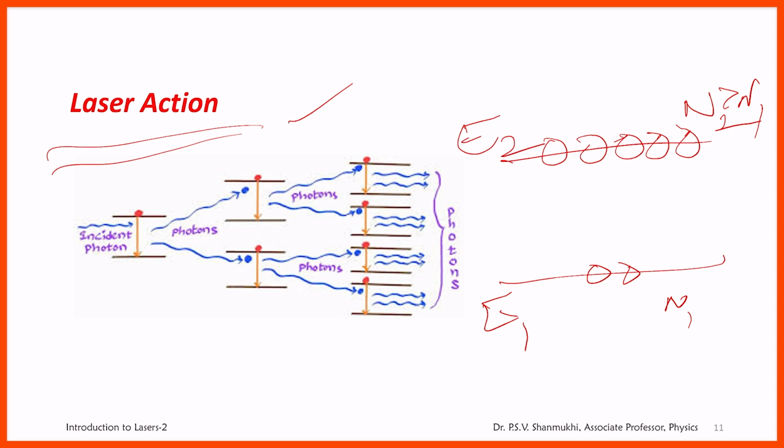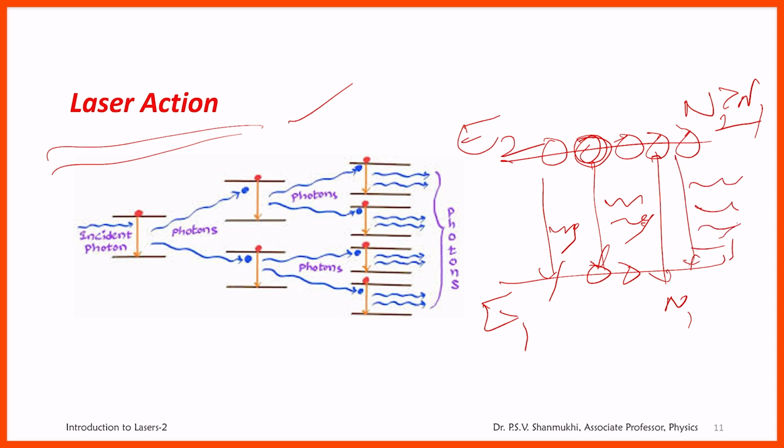Let us wait for some time. Out of all the atoms in the excited state, first one atom comes to ground state emitting a spontaneous photon. This photon will stimulate an atom in the excited state. So, what happens? This comes to ground state emitting 2 photons. These 2 photons will stimulate 2 more atoms. Therefore, they will come to ground state emitting 4 photons. In this way, chain reaction takes place.